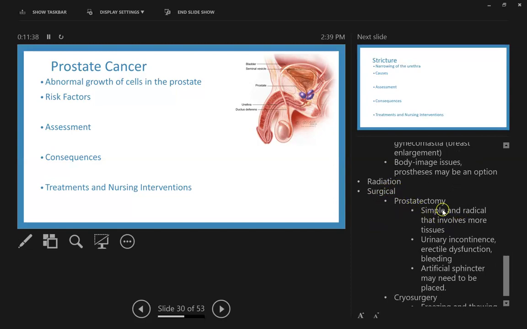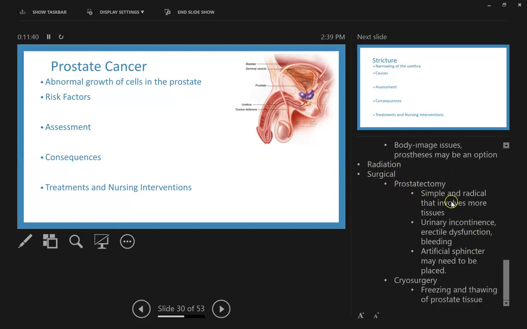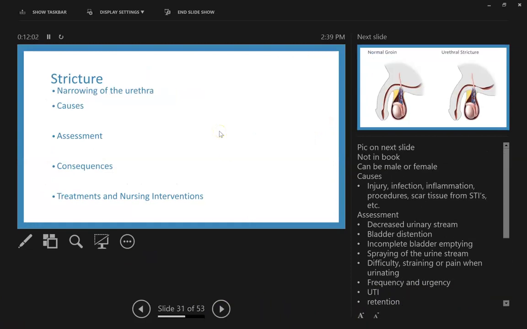Other surgical things would be a prostatectomy. They're simple and radical. With that, you can have urinary incontinence, erectile dysfunction, and hemorrhage or bleeding. An artificial sphincter may need to be placed in order for a person to have control over urinating. And then cryosurgery is freezing and thawing of the prostate tissue in order to stop it growing out of control.